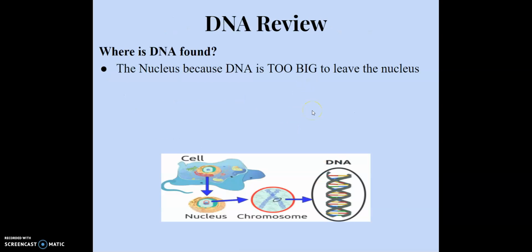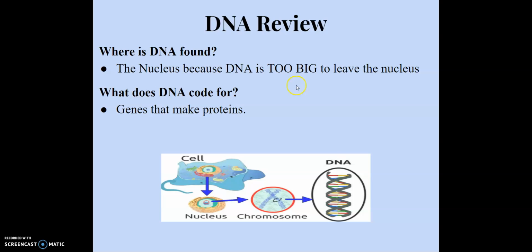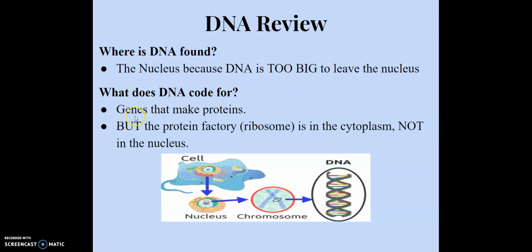You know that DNA is found in the nucleus, and the reason that the majority of DNA is found in the nucleus is because it's too big to leave the nucleus. We also know that DNA codes for genes that make proteins, and the problem is the genes that make the proteins are in the nucleus, because DNA is too big to leave, but the protein factory is the ribosome, which is in the cytoplasm, not the nucleus. And so we end up with this issue of taking the code that is in the nucleus and trying to get that code to the ribosome. And that is the process of protein synthesis that we're going to talk about in this unit.